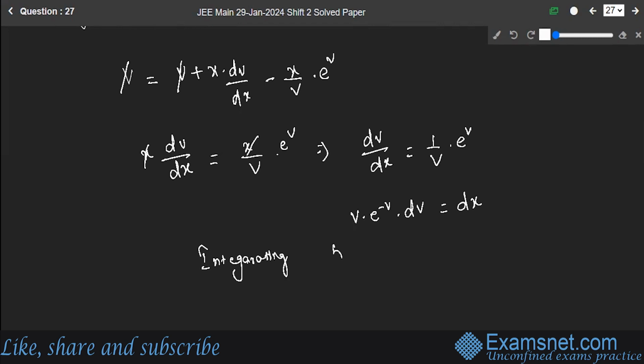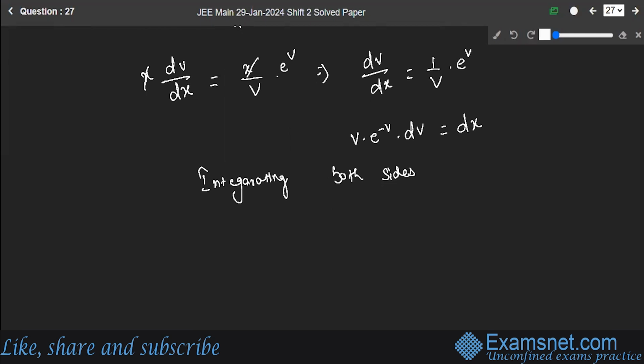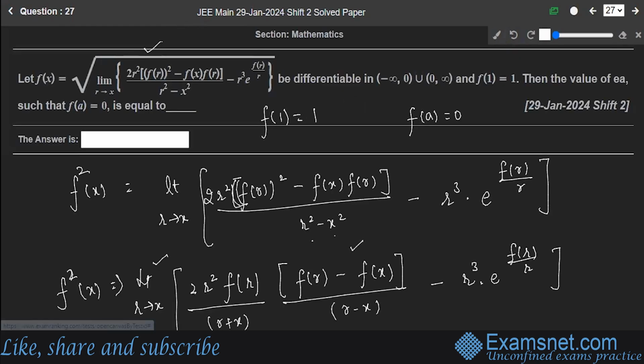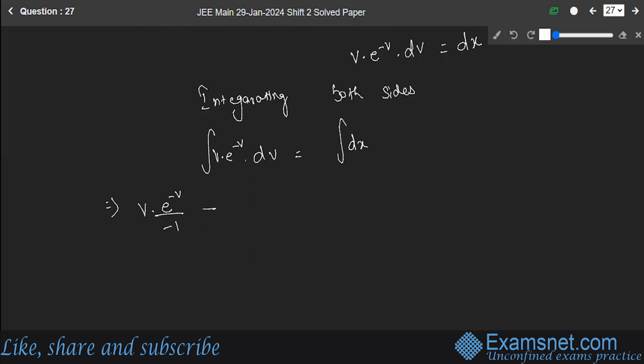Integrating both sides, we take the first function as v and the second function as dv, so the integral is: first function into integral of second, minus the integral of this, because this was supposed to be actually minus. Let's write it now, it will be clear. Minus integral of this into dv is equal to x plus c.